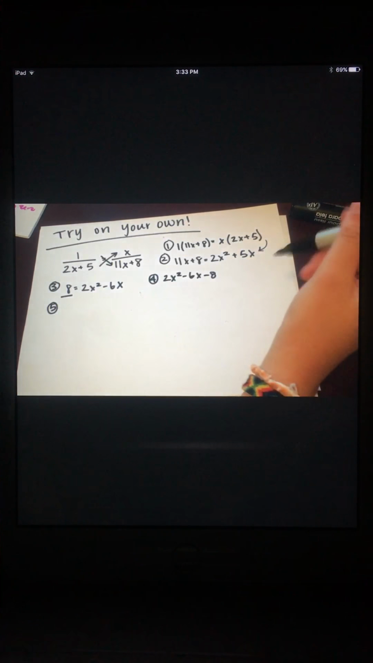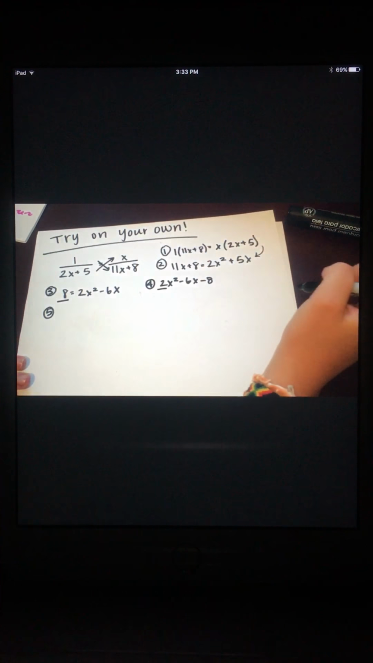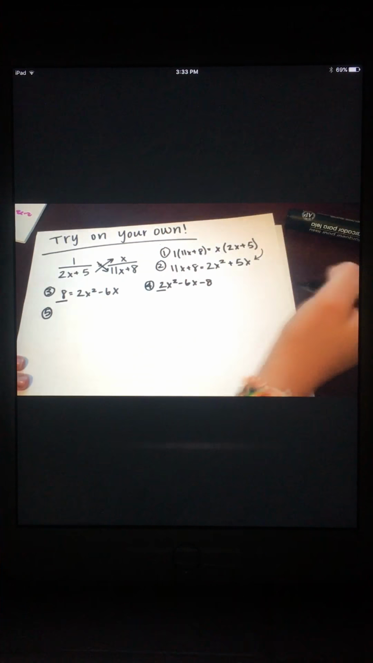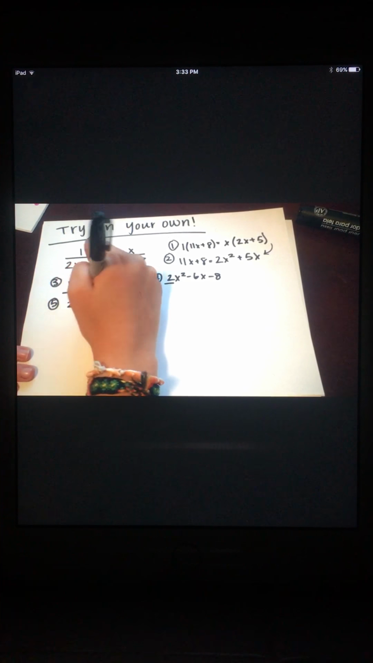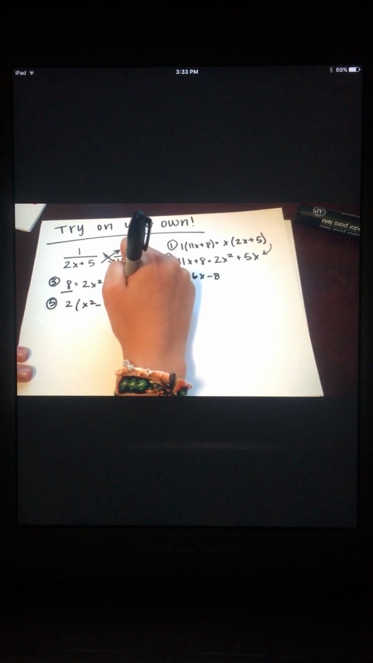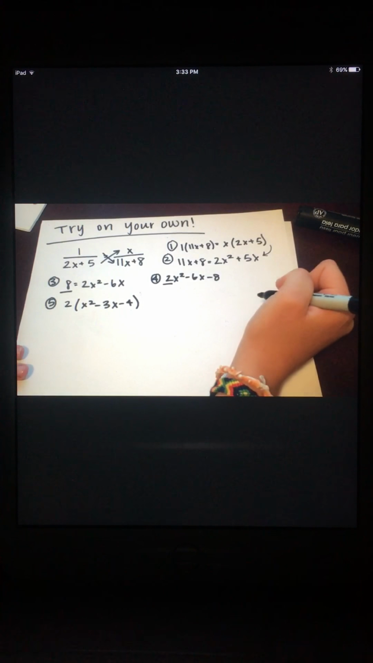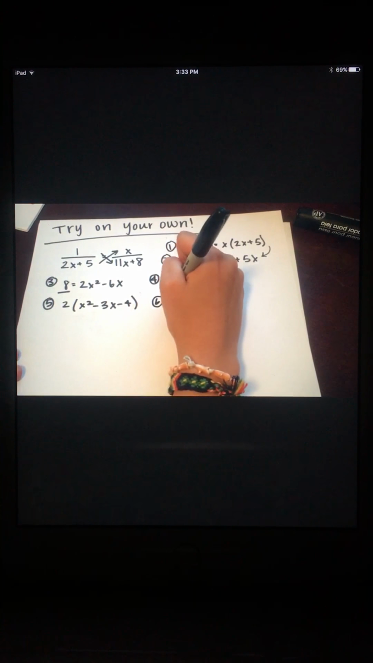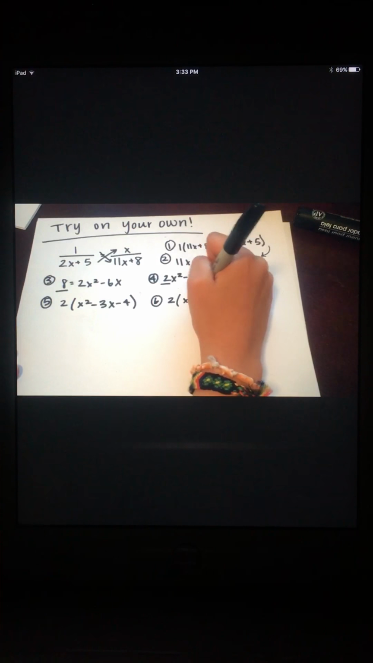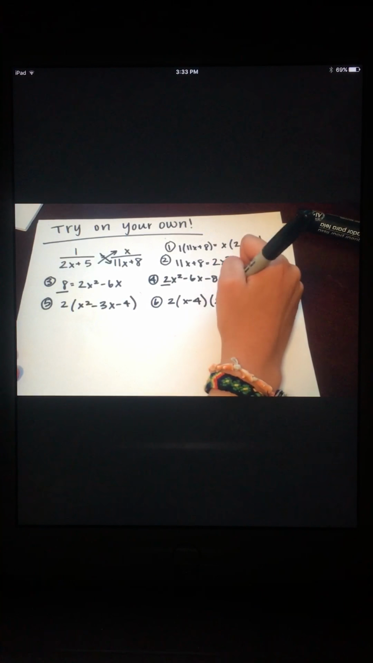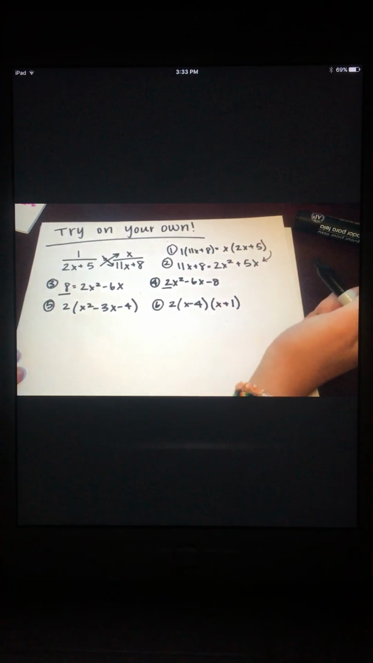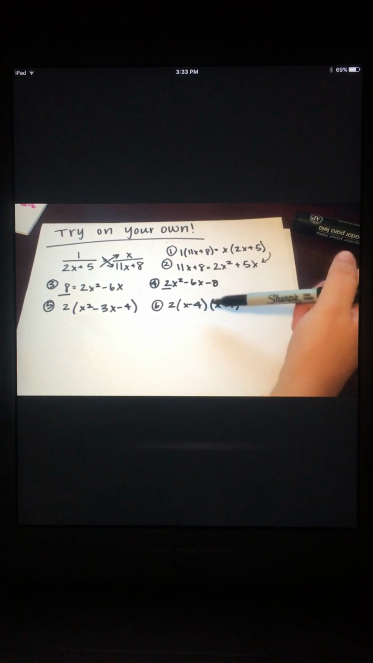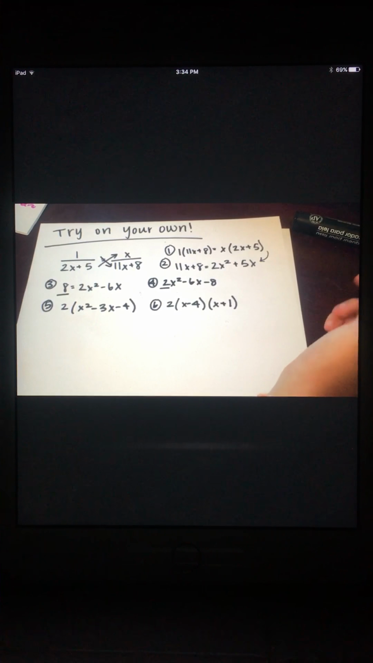Now, for your fifth step, step number 5, the 2 is the greatest common factor, so you're going to divide every term by 2. So take the 2 out, and the rest stays in parentheses. Then you're going to factor out. So you will be left with 2 times x minus 4 times x plus 1.